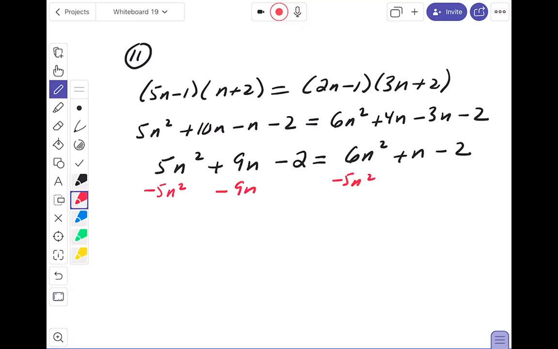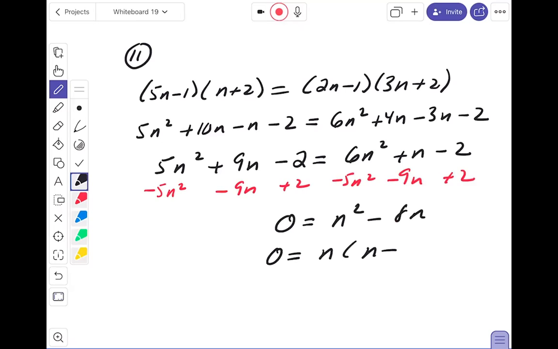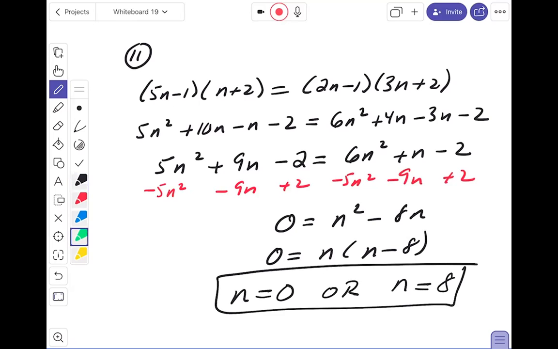Subtract 9n from both sides. I'm trying to get a 0. And add 2 to both sides. What do you get? Left side you get 0. Right side you get n squared minus 8n. I got the 0, now I need a product, n times n minus 8. It's pretty simple. The first factor becomes 0 when n is 0, or the second factor, n minus 8, becomes 0 when n equals 8. Look at the key: n equals 0 or n equals 8.